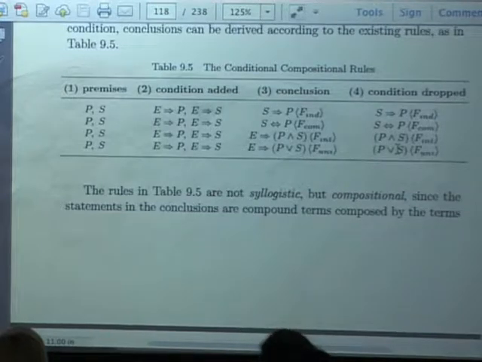Are you meaning to say that if you've got P and you've got S, you can derive any of those four calculus on the right-hand side there?